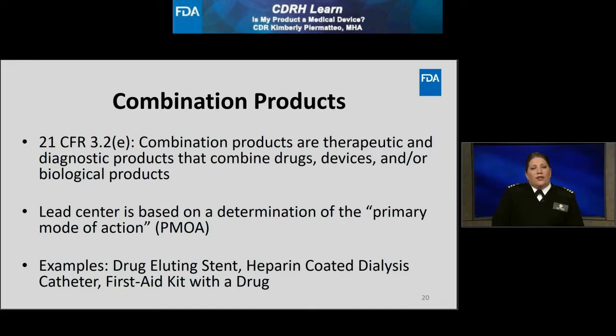A few examples of different types of combination products include a drug-eluting stent, a heparin-coated dialysis catheter, and a first aid kit with a drug.